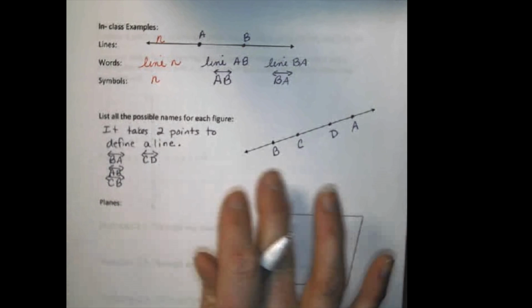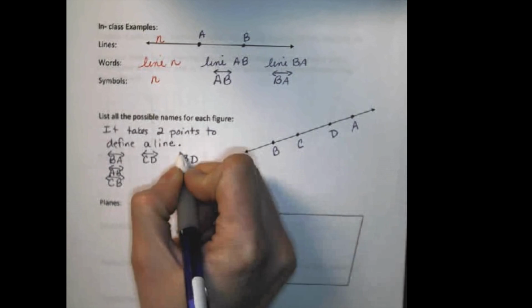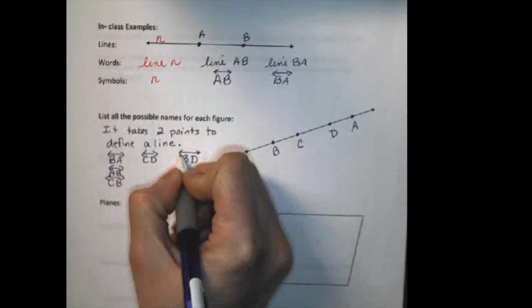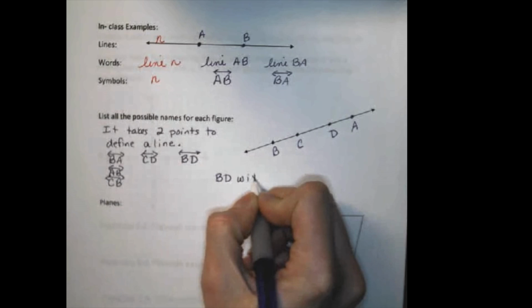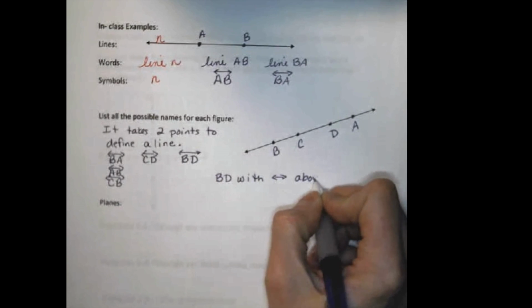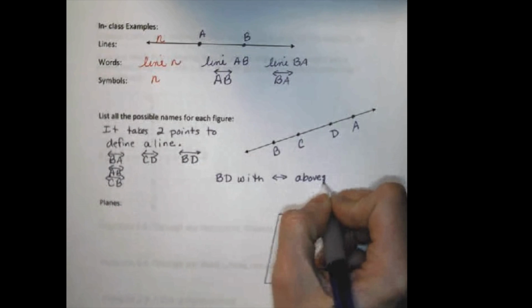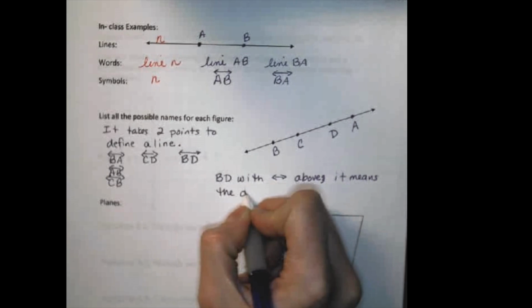The symbol above the 2 points is really important. If I were to name this line BD, I would write the B and the D for the points and put the symbol above. Without the symbol, BD actually means something different. It means the distance between the points.